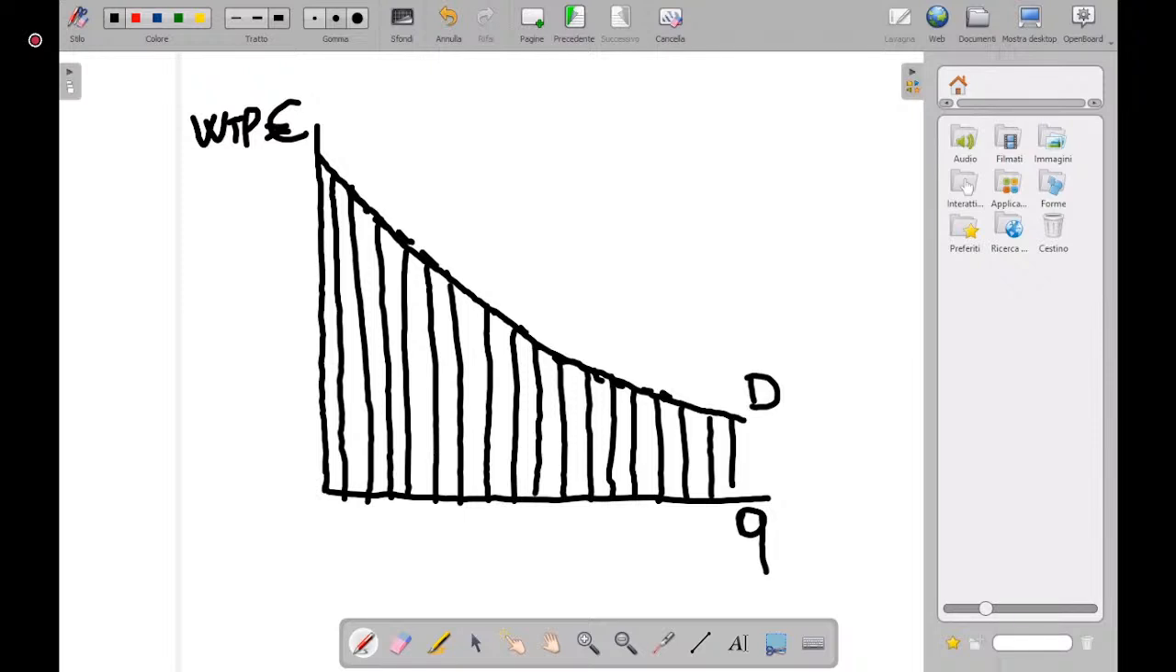So, the area below the demand curve, in the case of goods or services without market prices, is representing the total value that people consider for this kind of good or service, even if this kind of good or service doesn't have a market price. Okay?